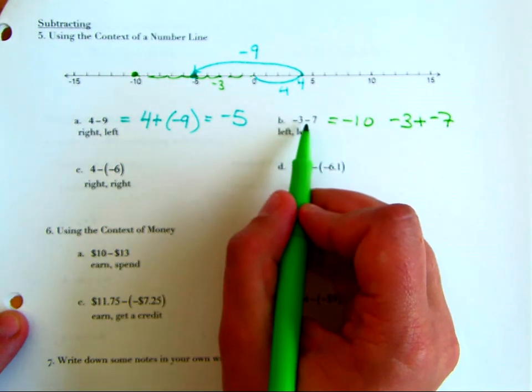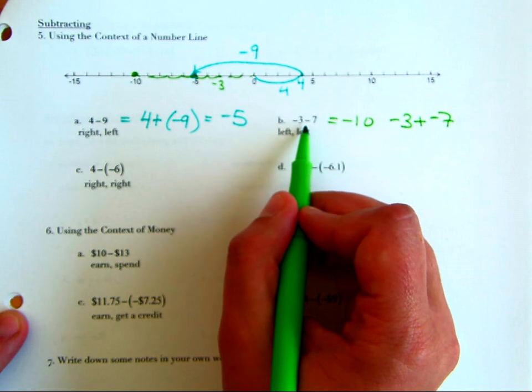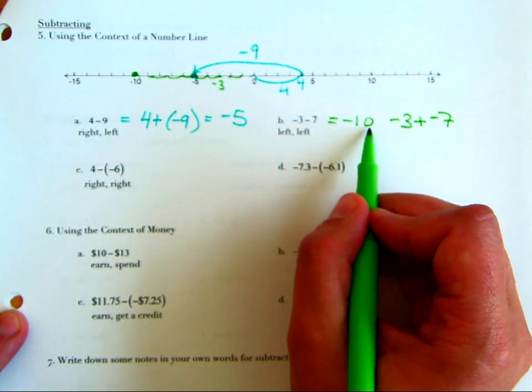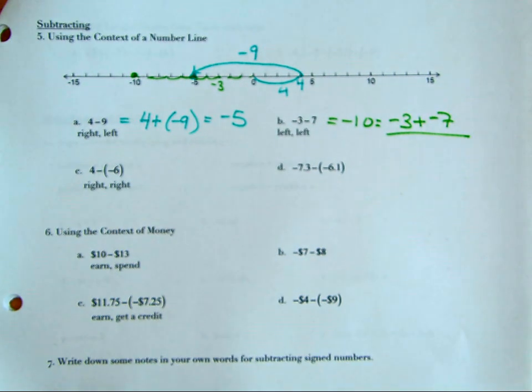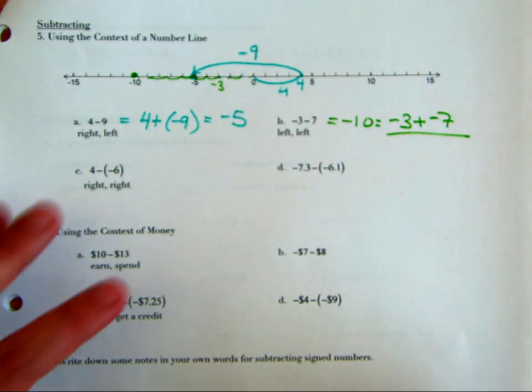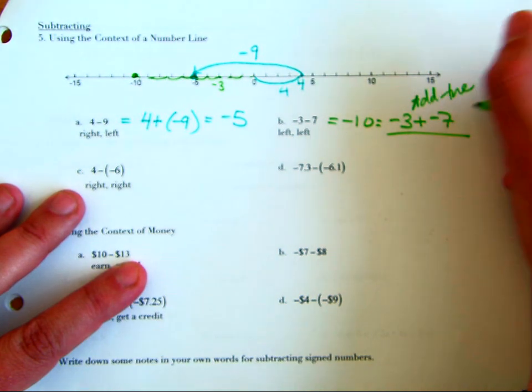So you almost think about it as, instead of subtracting, what if I just know that I'm basically owing 7, right? If I owe 3 and then I owe 7 more, I owe 10 altogether. This is the exact same problem. So all subtraction problems can be written as add the opposite.